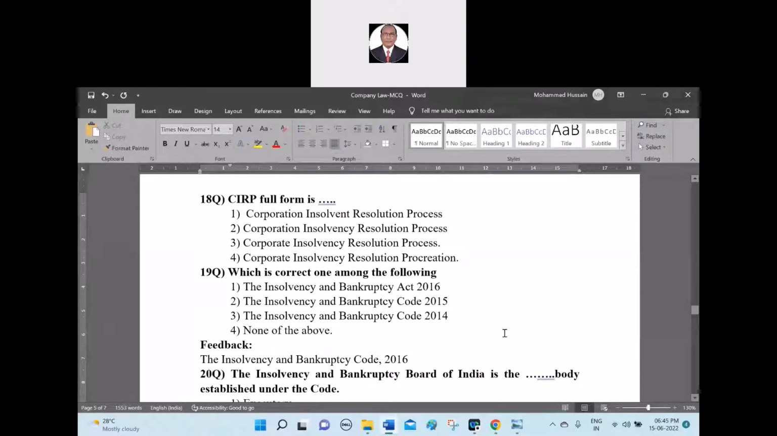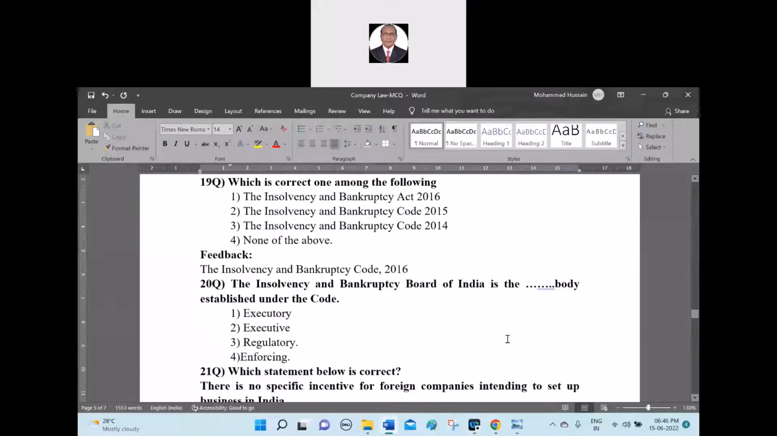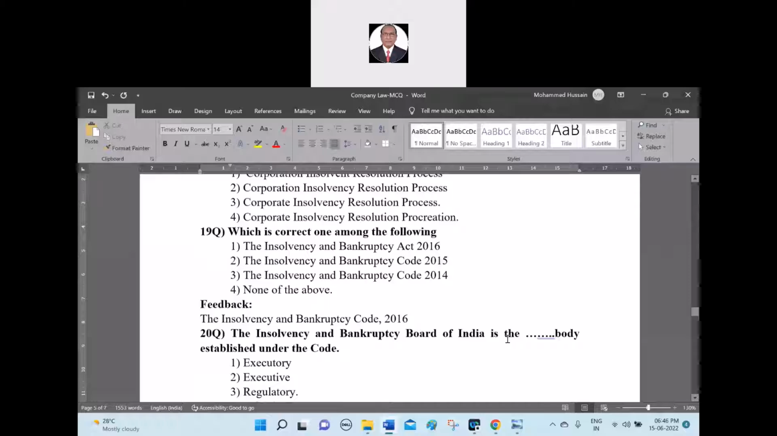None of the above. The right answer is the Insolvency and Bankruptcy Code of 2016. That means the four options which I have given, none of them suit to this feedback. And hence, answer is fourth, none of the above. And the right answer feedback is the Insolvency and Bankruptcy Code, not Act. It's a code of 2016. Okay, now 20th question.